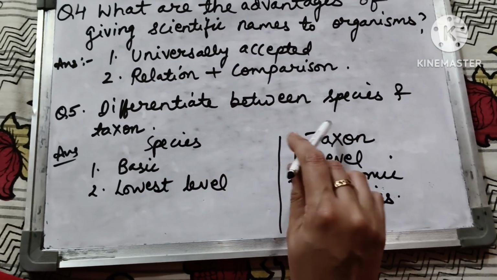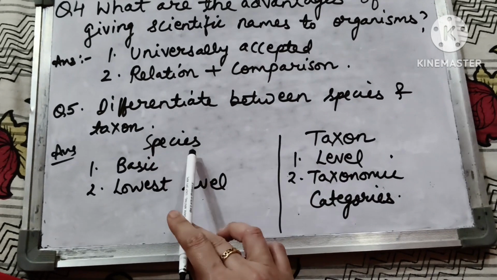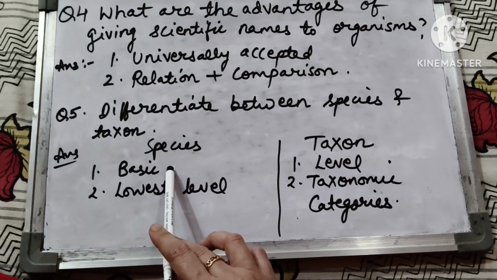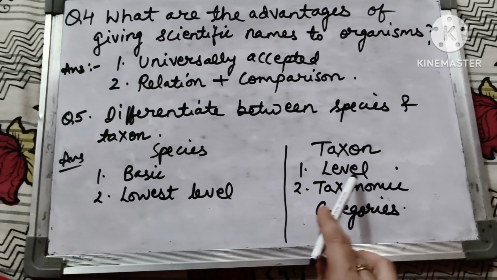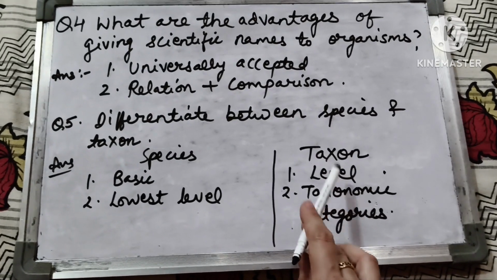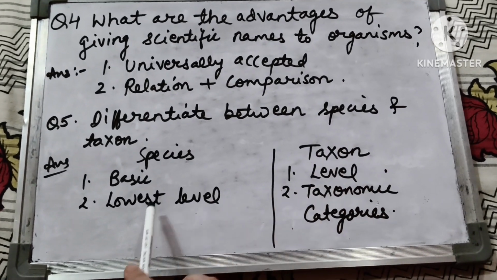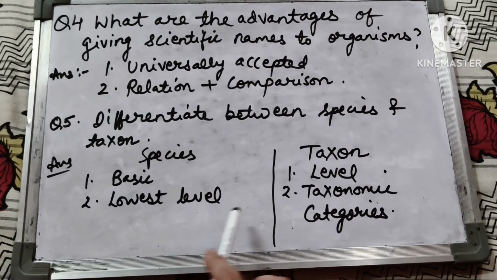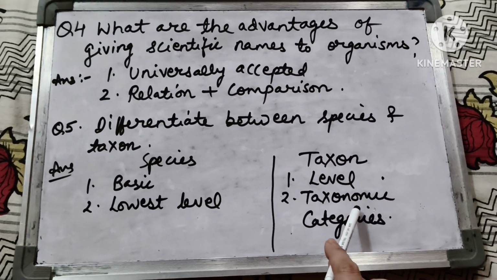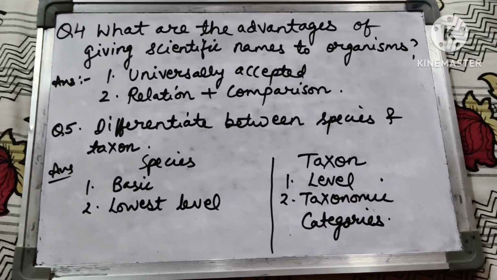Question 5. Differentiate between species and taxon. So species, as we know, it's a basic level of classification, basic unit. And taxons are the levels which we have studied, taxonomic categories. It is the lowest level of classification, and taxon represents all the taxonomic categories of classification.